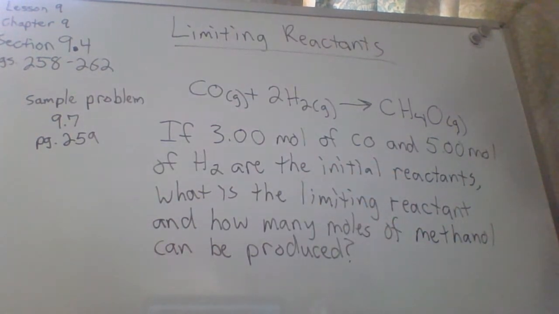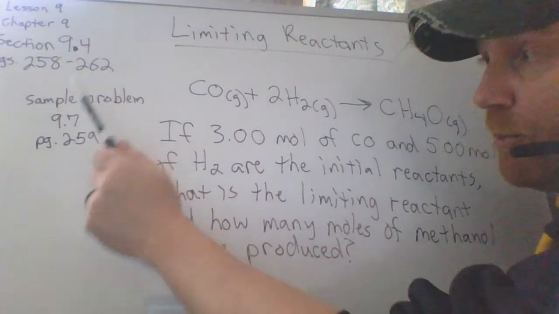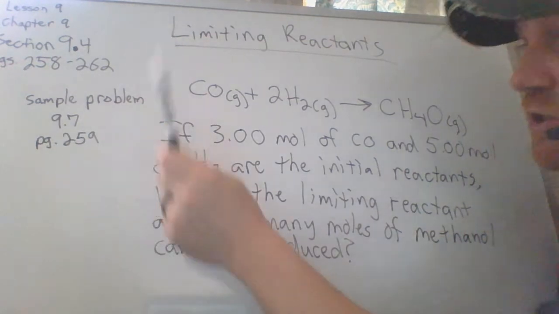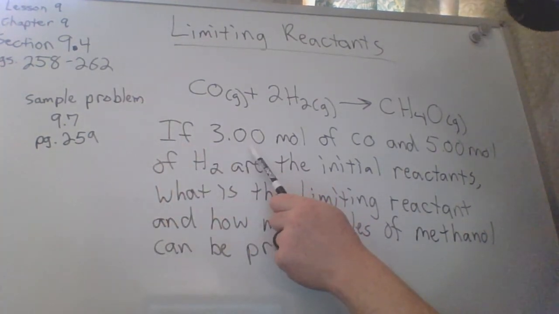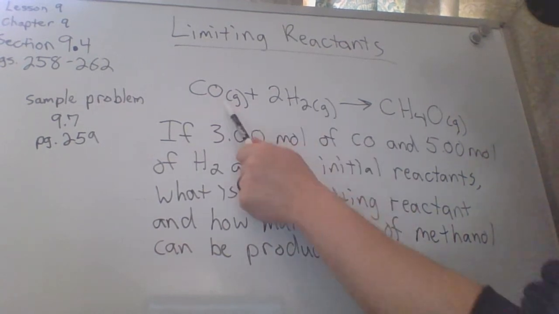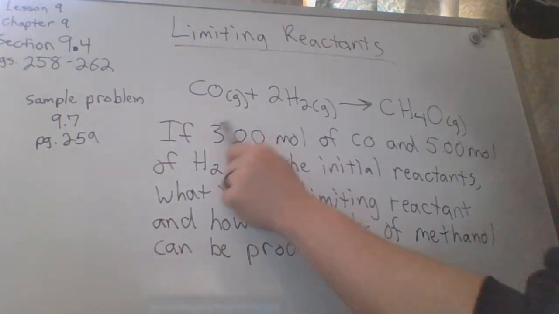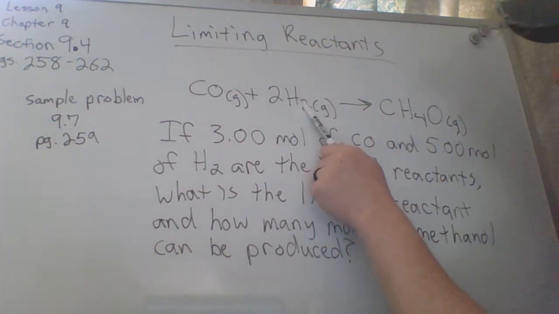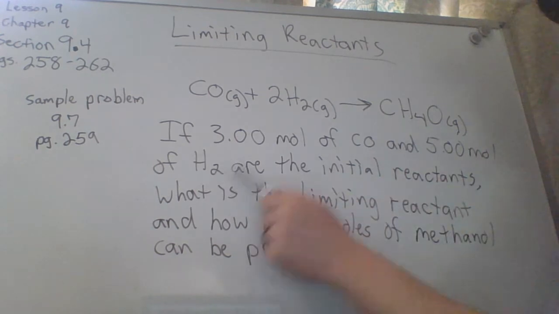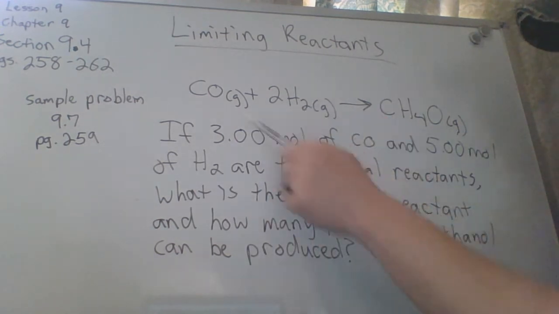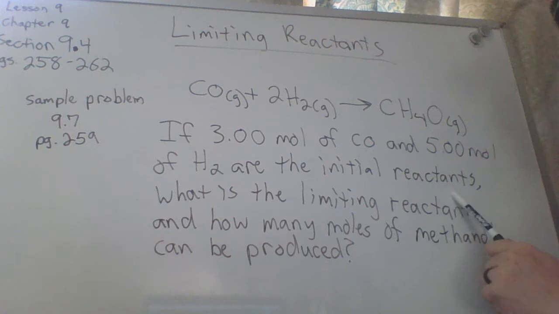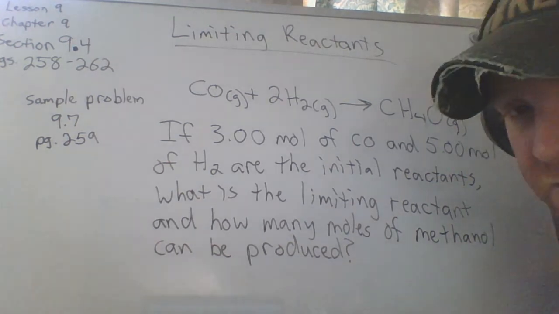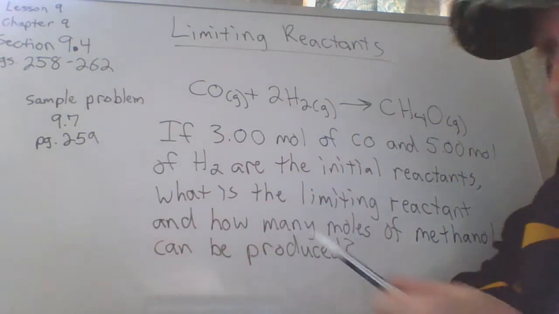Here is the question. It's sample problem 9.7 on page 259. What we have is 3.00 moles of CO. We have a certain amount, 3 moles of carbon monoxide. And we have 5 moles of H2, 5 moles of hydrogen gas. If those are the amounts of our initial reactants, what is the limiting reactant and how many moles of methanol can be produced? We're going to try to answer 2 questions here, sort of at the same time.